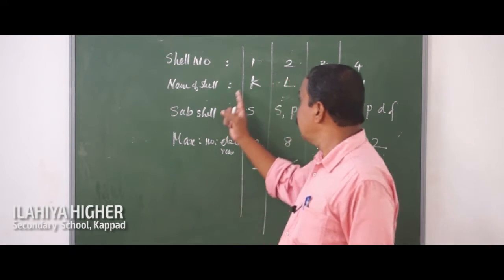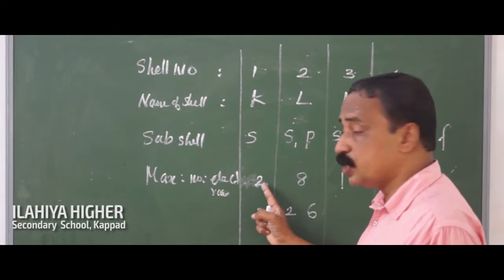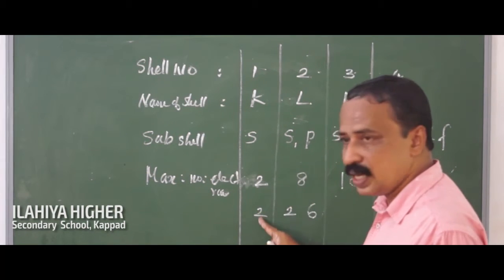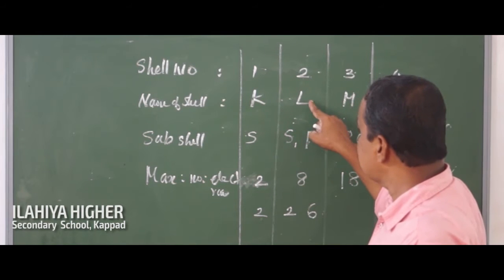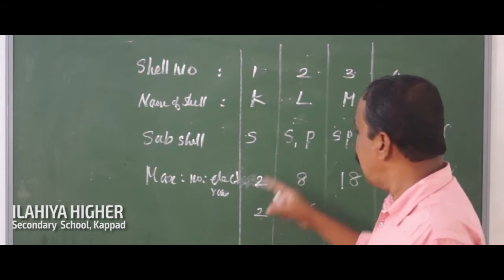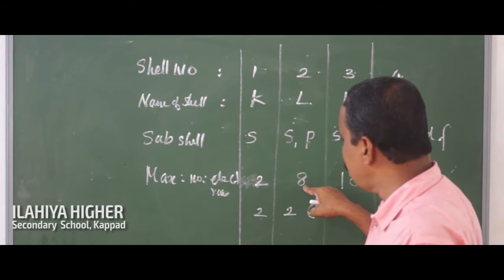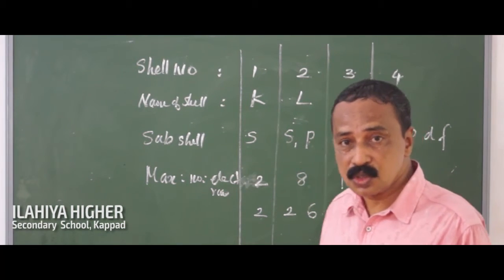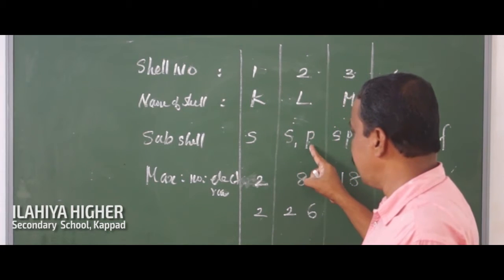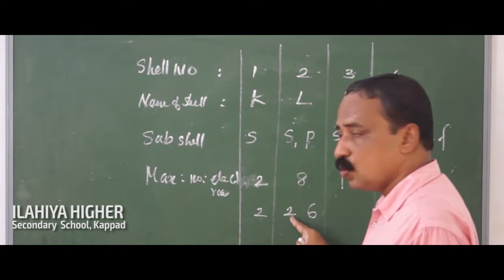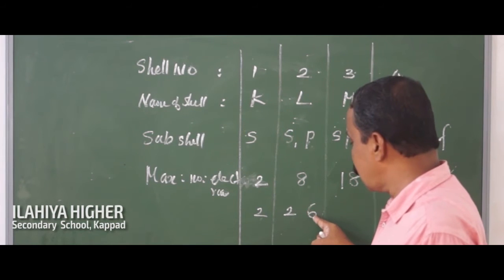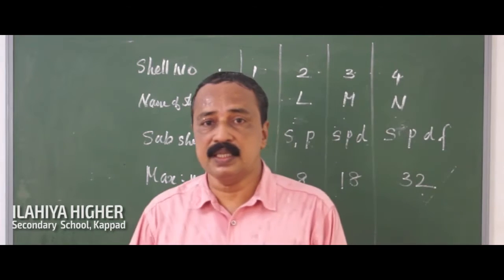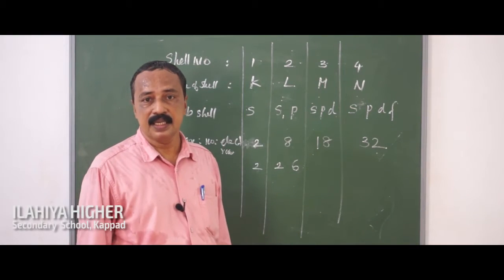Why? In the K shell, the maximum number of electrons is 2. These electrons go to the S subshell. Then the second shell, L shell, the maximum number of electrons is 8. There are 2 subshells here, S and P. S contains 2 electrons. The remaining 6 electrons go to P. So the maximum number of electrons possible in the P subshell is 6.